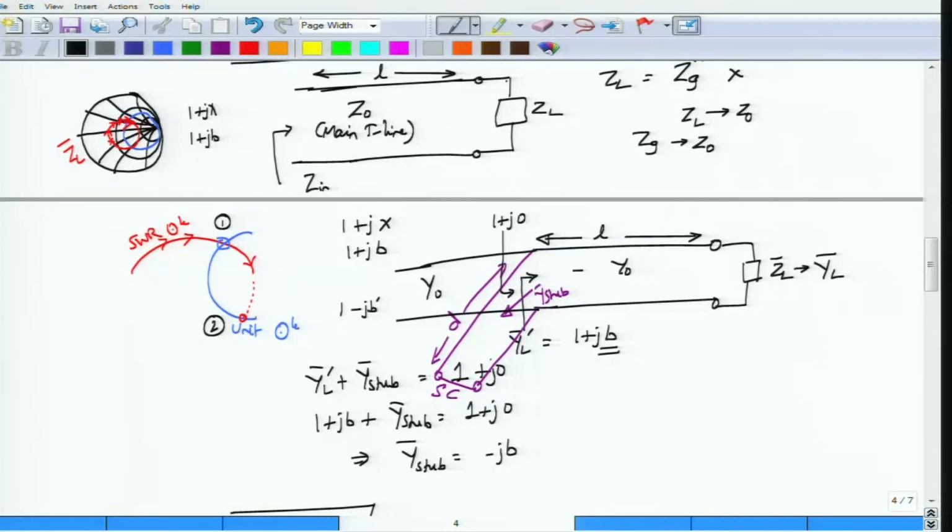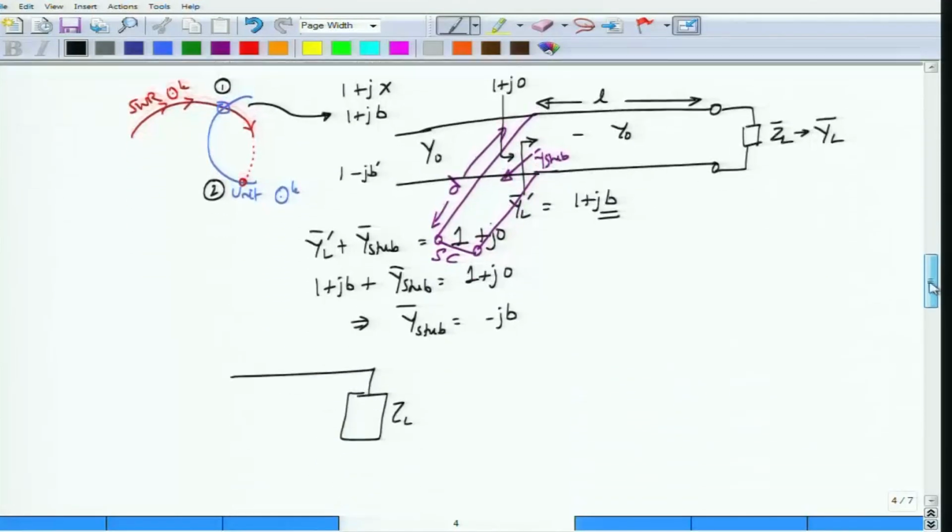Once you have met the unit circle and read off the corresponding value of the admittance there, you need to consider whether it's a short circuit or an open circuited stub and then move in such a way that you are actually able to obtain minus jB, so that the total admittance actually adds up to 1.